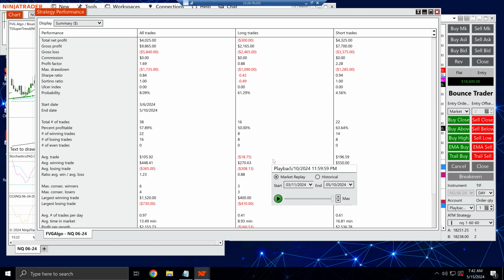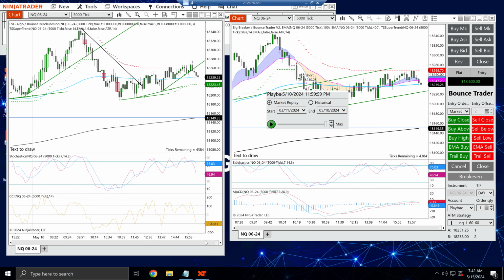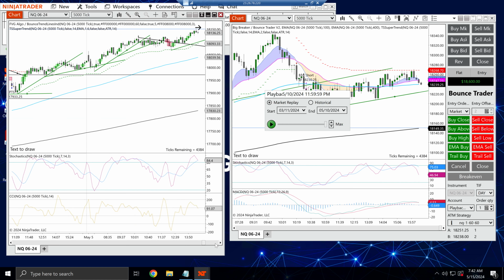It was 38 total trades, and there was one big loss here, but remember we can always control how much we can lose. But anyway, here are the stats from FVG Algos, and we could just show you an example of what that was.